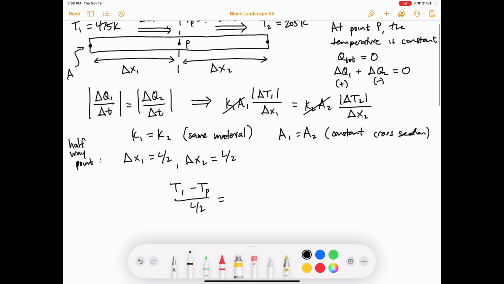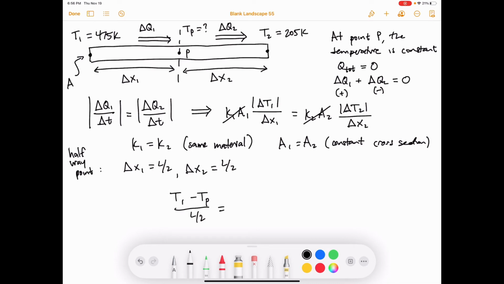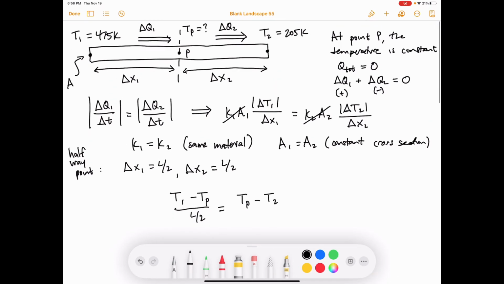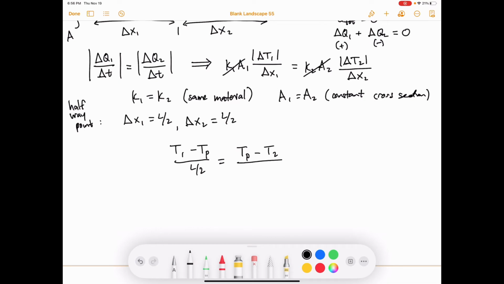That equals delta T2, and we want to take the absolute value. So whatever this temperature is, it's going to be greater than 205 Kelvin. So if I want this to come out positive, I have to write this as Tp minus T2. So this temperature minus this temperature, it's going to come out positive. And then I divide by delta x2, which is L over 2. So L over 2 cancels. And I have T1 minus Tp equals Tp minus T2.